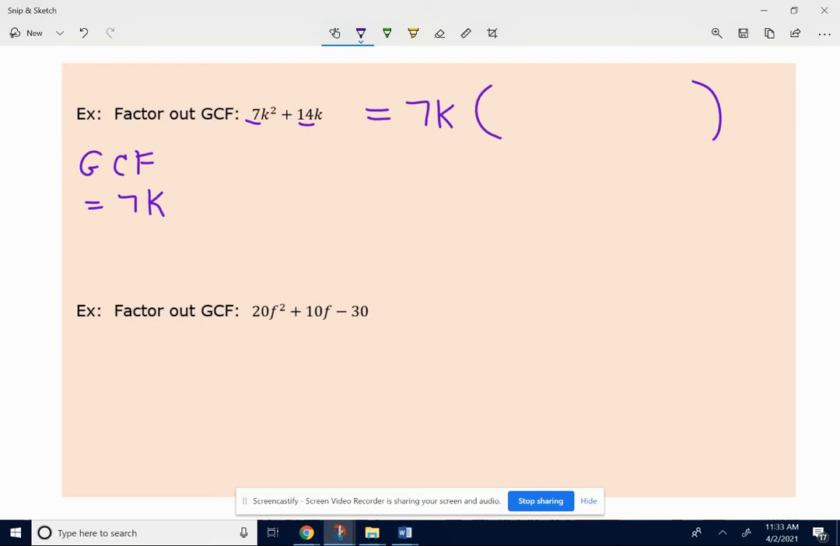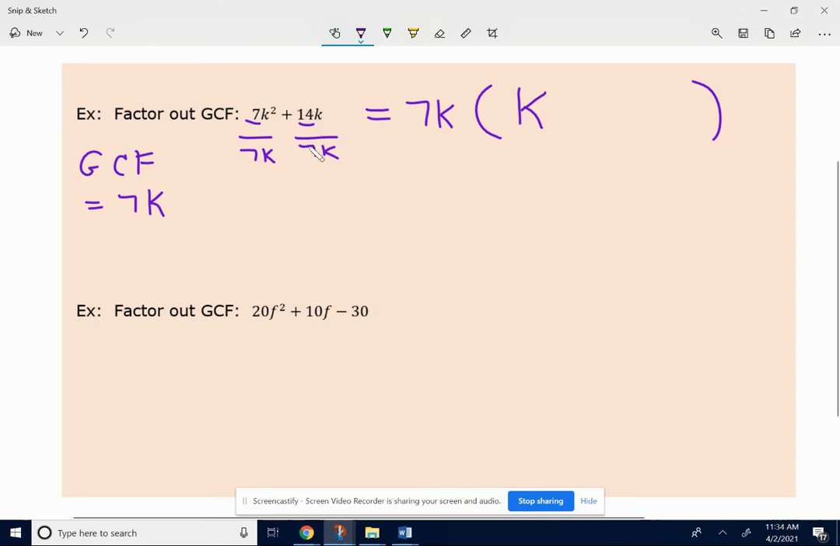One way you can do it, and when you get good at this, you won't have to do it the way I'm going to show you, is to divide each of these two pieces by that greatest common factor of 7k. 7k to the second divided by 7k, 14k divided by 7k. 7 divided by 7 is 1. k to the second divided by k to the first, subtract the exponents, that's k to the first. So that becomes 1k to the first. It'd be a lot better just to write k.